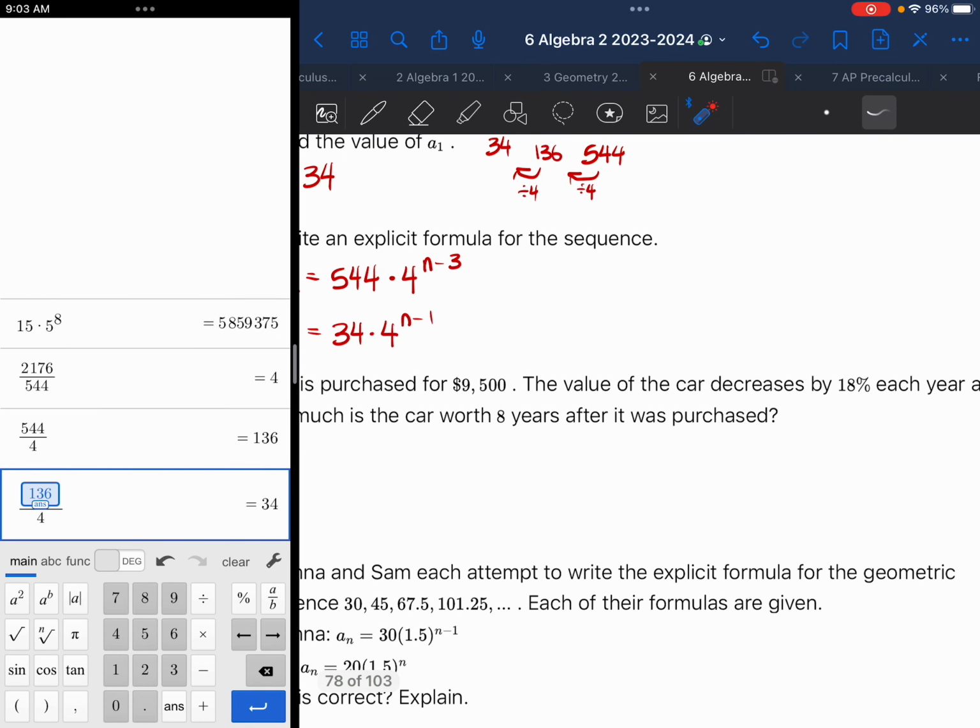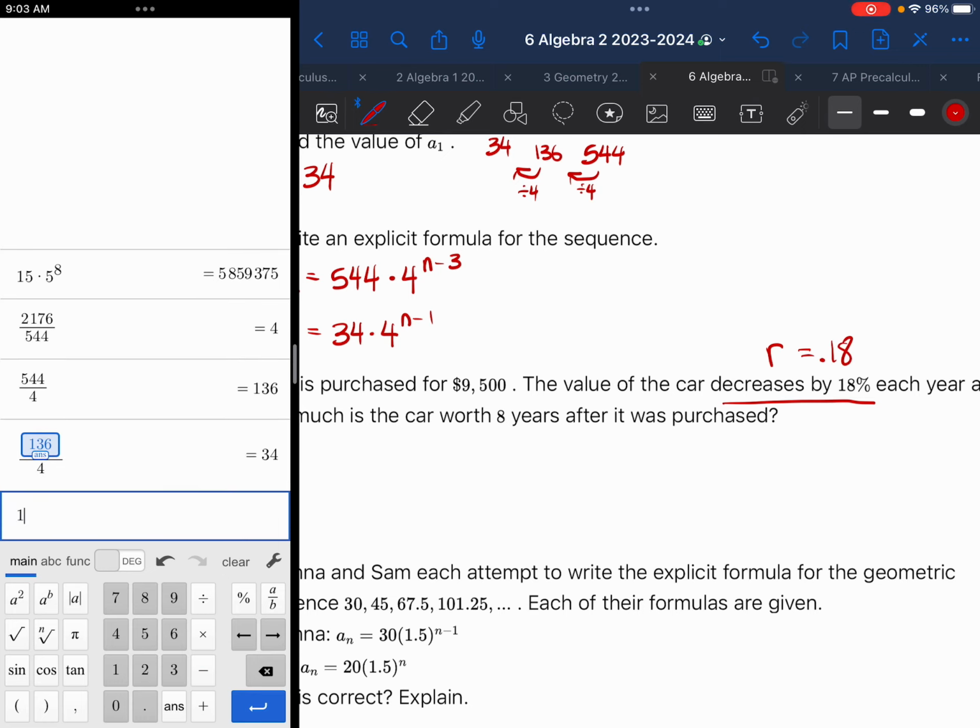Okay, well, I need to figure out what this decreases by 18% is going to mean for a common ratio, because I can't just say, oh, r is equal to 0.18. That doesn't make sense, because if I have $100 and I multiply by 0.18, then after that it's worth $18. Like, that's an insane amount of decrease.